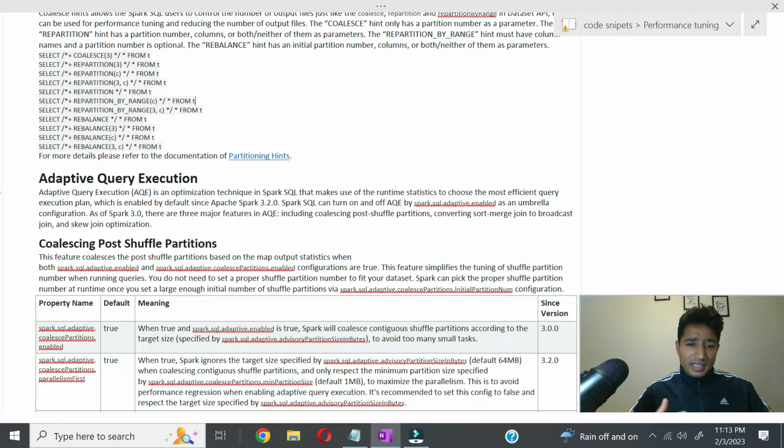What happened in Spark 3.2.0 is AQE has been enabled, so every time a query runs, it will adapt the execution plan based on the runtime statistics. All the runtime statistics will be considered to choose the most efficient query plan. So it's not a one-time plan. Every time runtime statistics change, it will see those statistics and try to improve the query execution plan. Spark SQL can turn AQE on and off by spark.sql.adaptive.enabled.